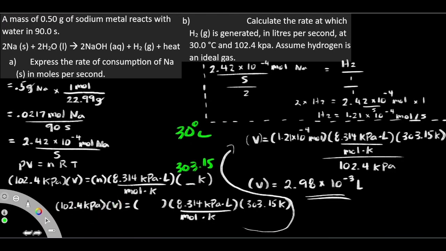So I'm going to divide this side by 102.4 kPa. If I do it on the left side, I need to do it on the right side, as you can see over here. So then I just isolate. Moles cancels out, kPa cancels out, my K cancels out. So I'm just left here with my L. So I'm just going to be giving this answer over here.